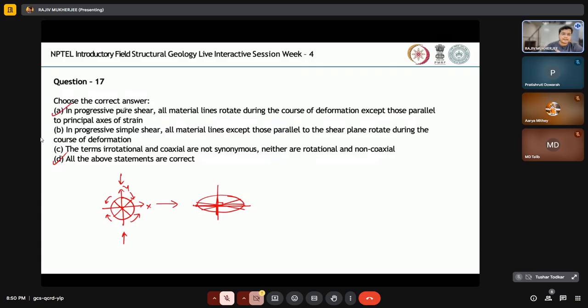Option B says, in progressive simple shear, all material lines except those parallel to the shear plane rotate during the course of deformation. So if I have a box, say it's a square like this, and if I shear it, you can see that it will look like this. So this is the shear plane.